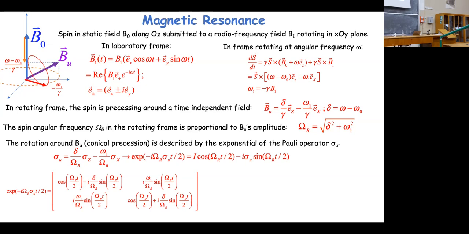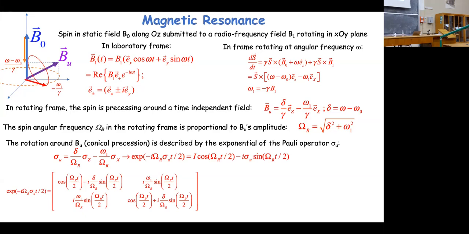And now what you have to do is to compute the rotation along the u direction at this frequency. And we know how to do that. If you have a rotation around sigma u, the rotation operator is e to the minus i sigma u over 2 times the angle. So it is what I have expressed here. What is sigma u? Sigma u is a Pauli matrix which has a component sigma z equal to delta over omega r, and a component sigma x equal to minus omega 1 over omega r. So this is normalized. This is sigma u, the direction around which the spin is precessing.